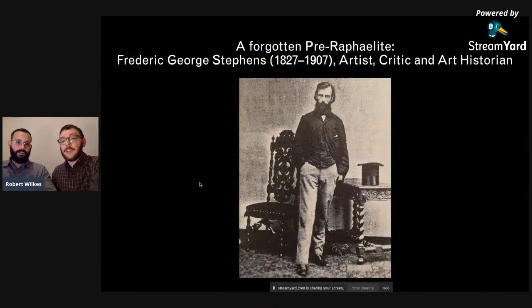Now, there's also this last section, which I will go through very, very briefly because I'm aware that we're running out of time. But my PhD thesis focused on Frederick George Stevens, who was one of the original members of the Pre-Raphaelite Brotherhood.